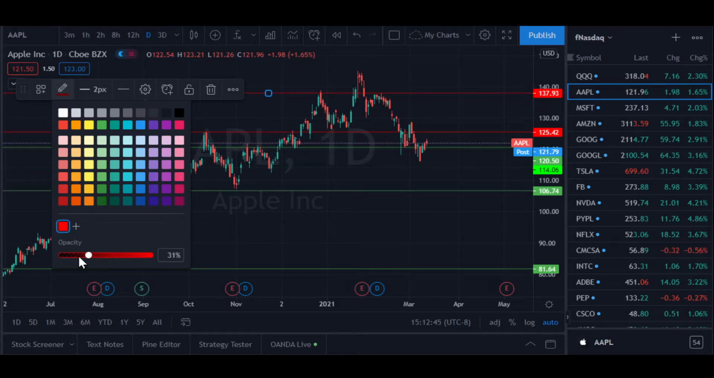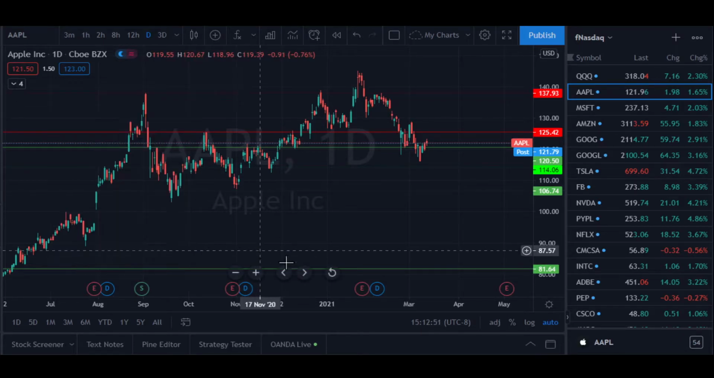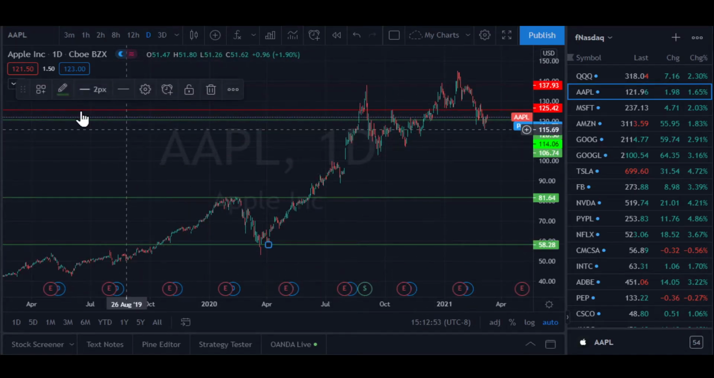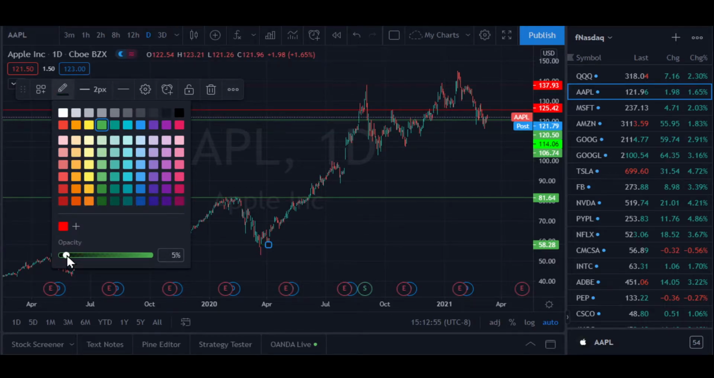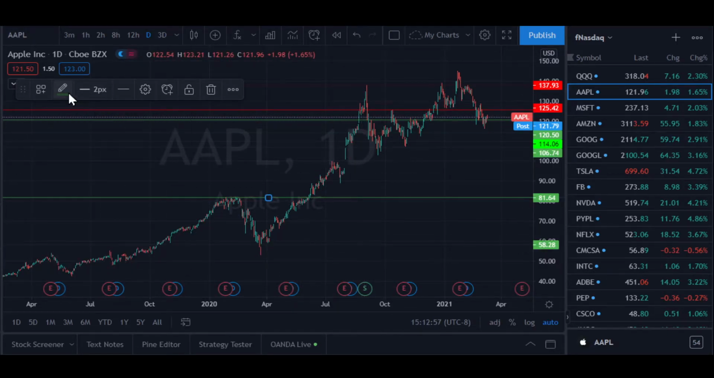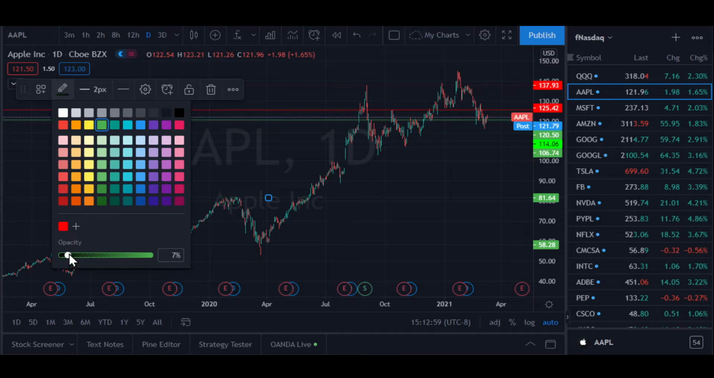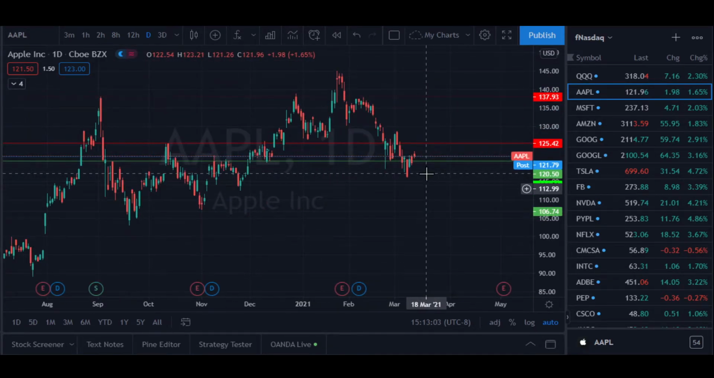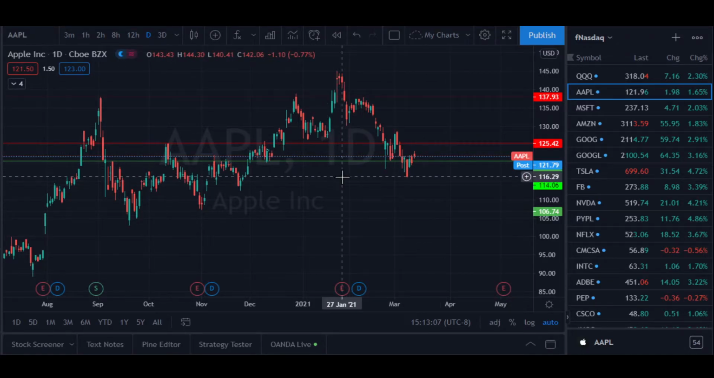So what I like to do is anything that's not immediately relevant, I always try to lighten up so that it doesn't distract me, because I don't want the chart to be super distracting. Okay, so that's how you do support and resistance. Now, what my advice to you is, if you're looking for a good place to enter, you want to buy off support and you want to sell off resistance.